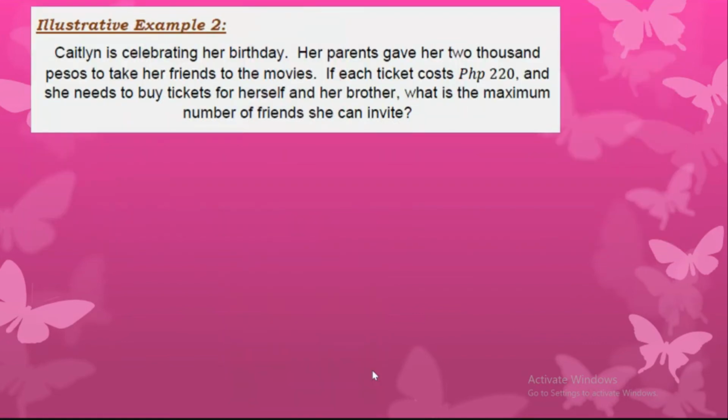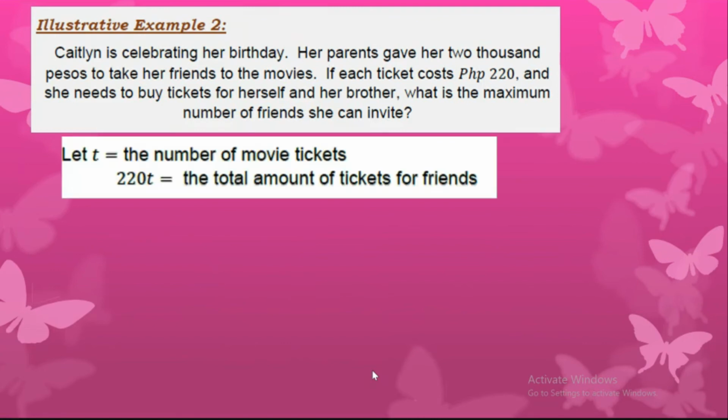Another example: Caitlin is celebrating her birthday. Her parents gave her 2,000 pesos to take her friends to the movies. If each ticket costs 220 pesos and she needs to buy tickets for herself and her brother, what is the maximum number of friends she can invite? So first, we let T be the number of movie tickets. That means the total amount for the tickets for friends is 220T.